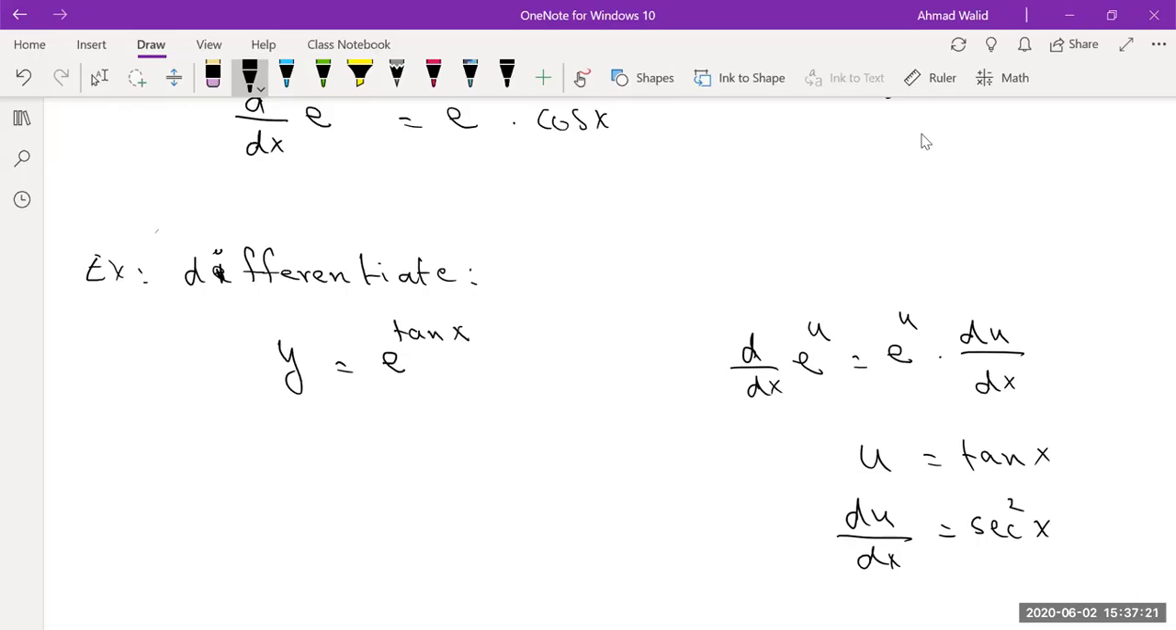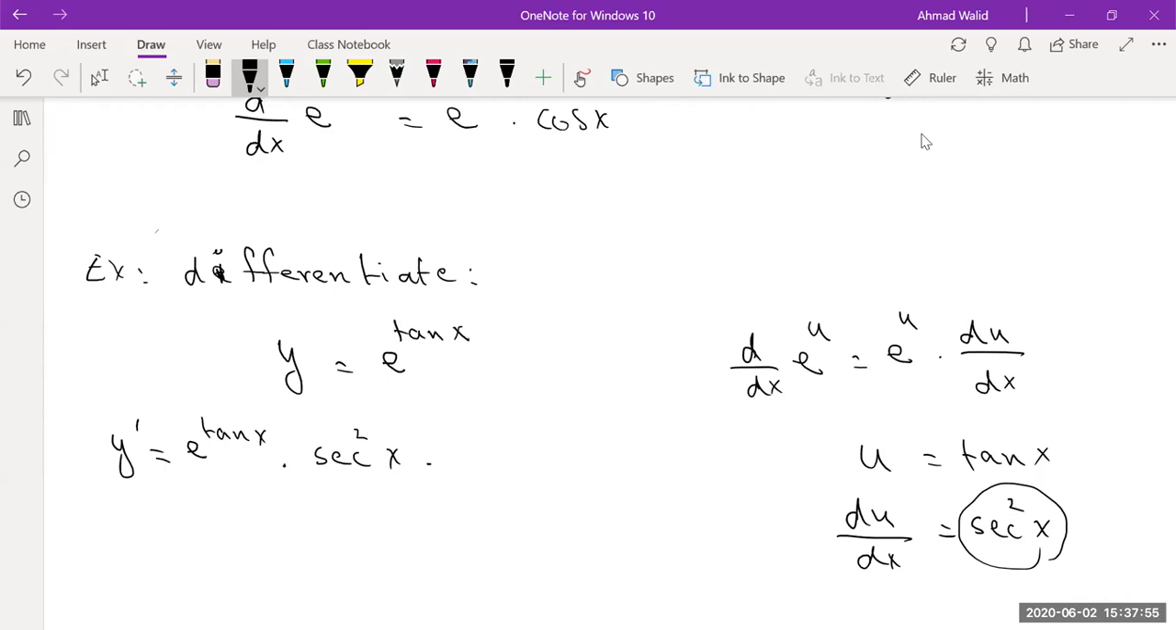Now, here I can write y prime equals e to the u, which means e to the tan x, times du over dx. Your du over dx is what? Secant squared x. Really easy, not difficult, right? Just remember, when you have e to the u, the derivative always equals e to the u times du dx.